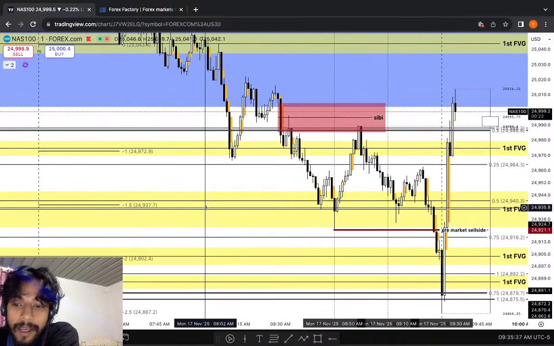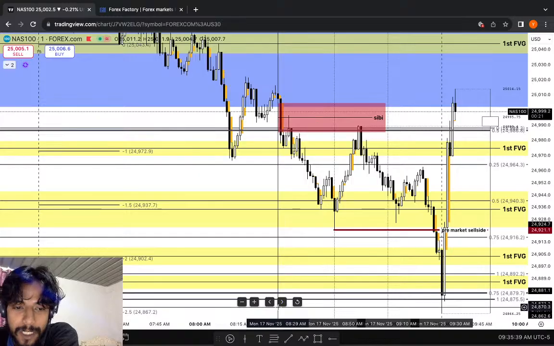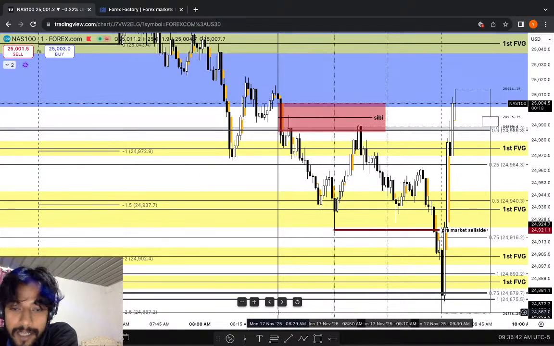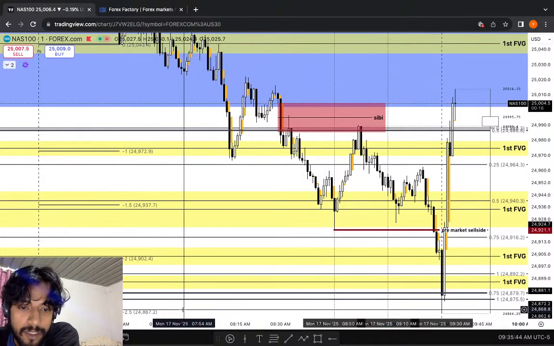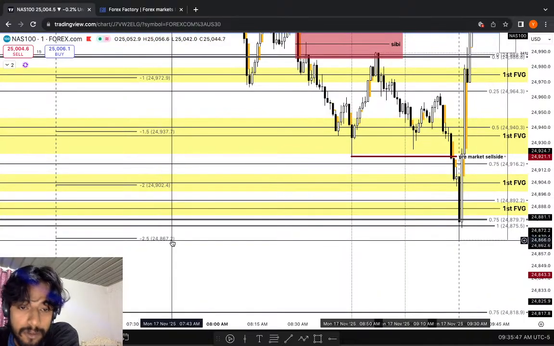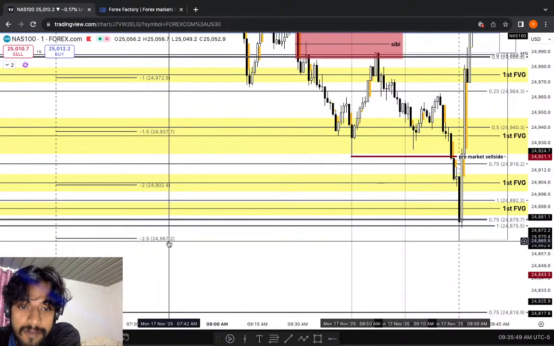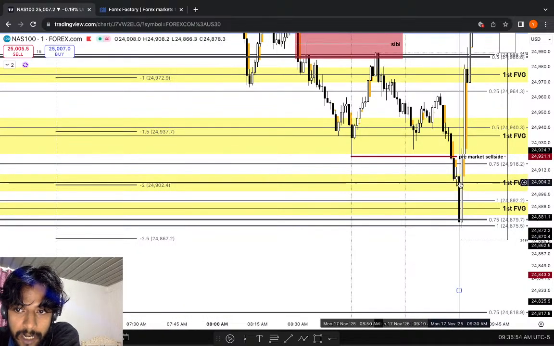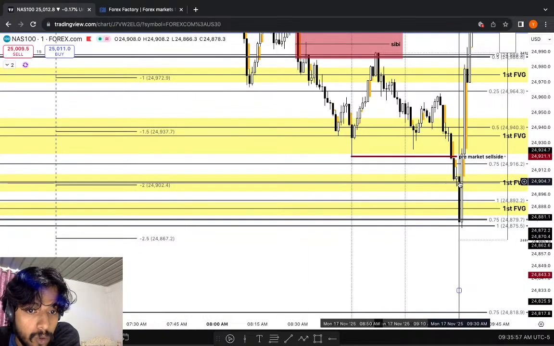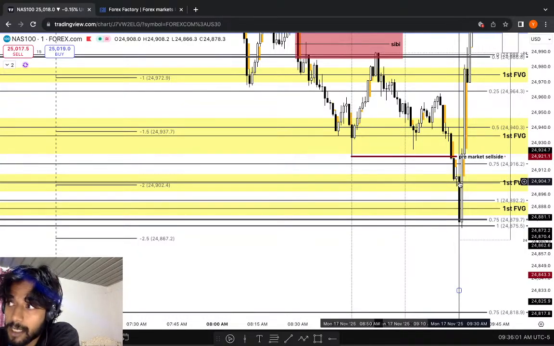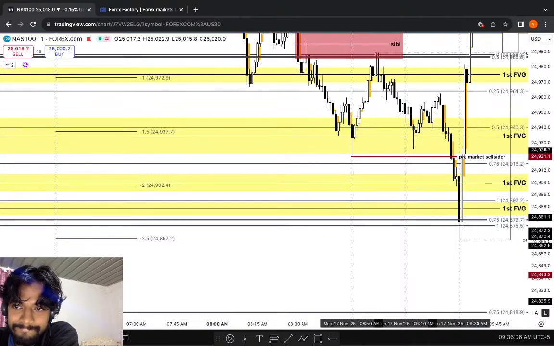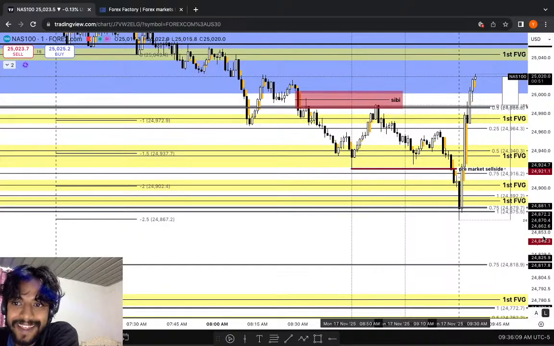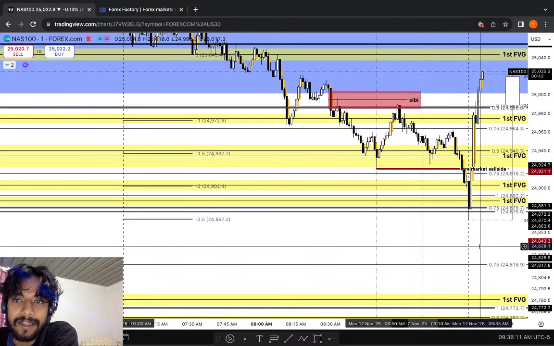Okay? And please look at this right here. What's this price? Negative 2 standard deviation, 24867.2. Okay? Clearly visible. Look at the low of this candle, the 930 candle. What's the low? 866.3. That's pretty much close. That's pretty much close. Just like that.